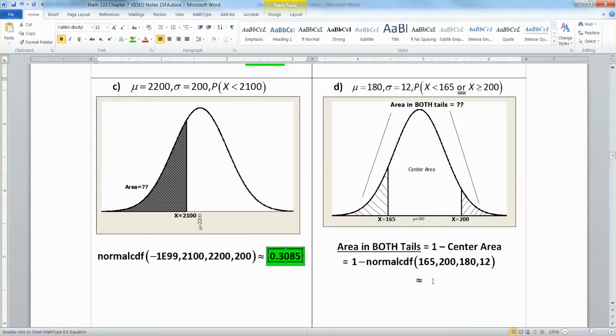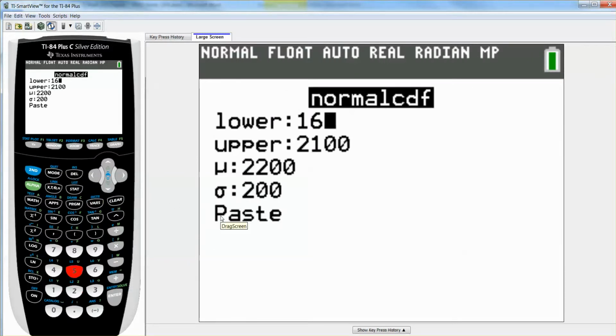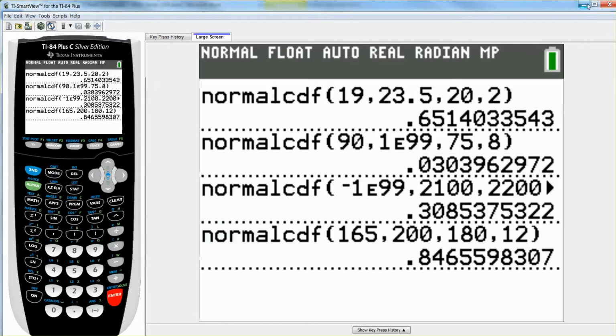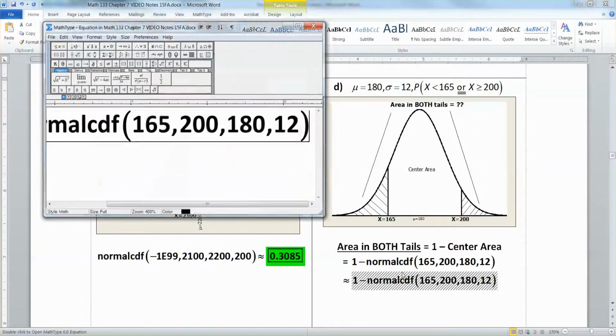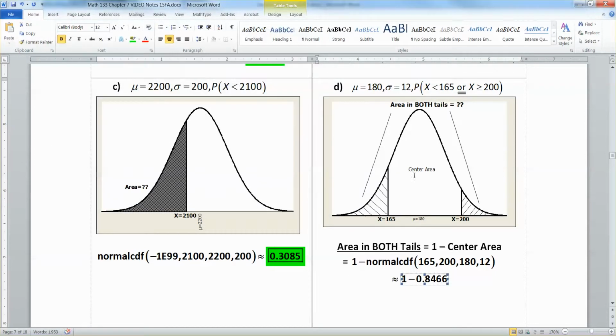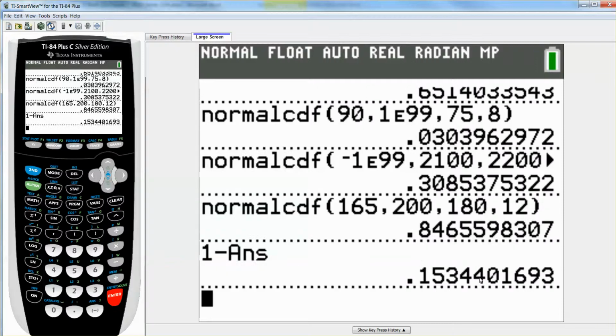Okay, so that gives us our answer of 1 minus, and then I've got to go find that value. So I'm going to do that with my calculator. So normal CDF, number 2. I'm going to say from 165 to 200, the mean was 180, the standard deviation was 12. So that's 1 minus 0.8466. Right? Which means that our result is about 0.1534, but I can do that with my calculator. 1 minus that answer. Second negative gets you that.